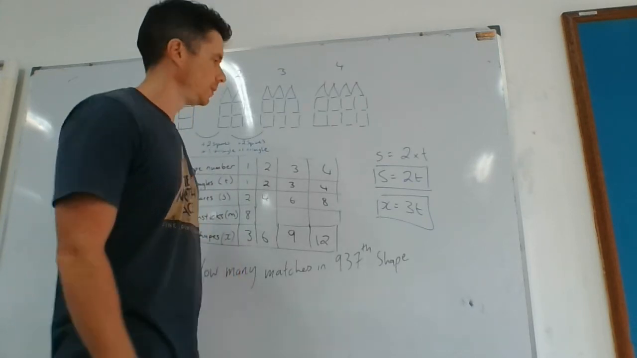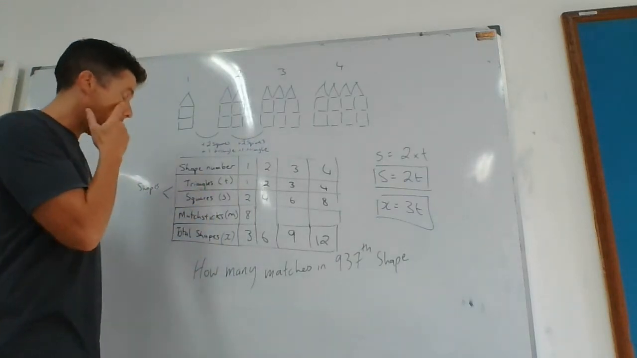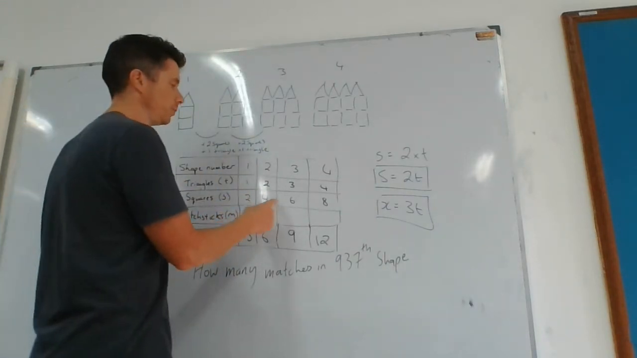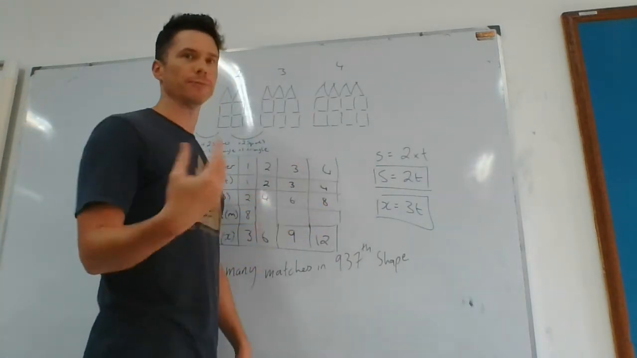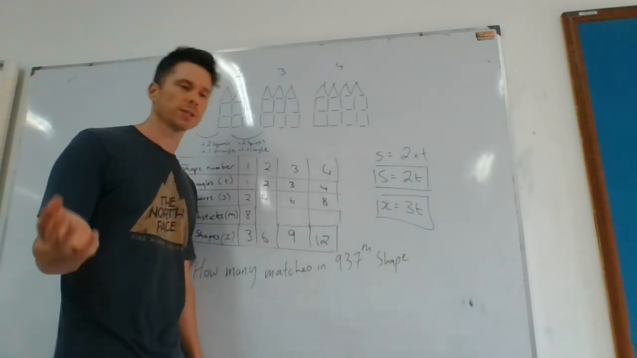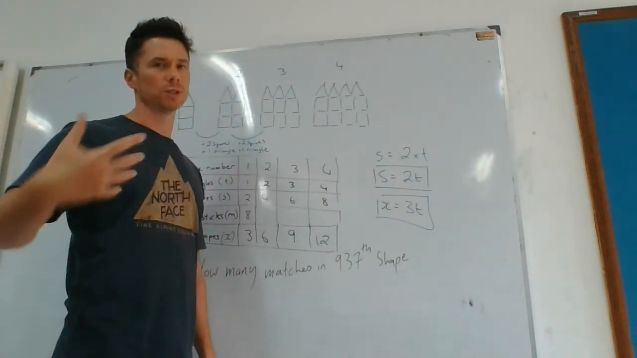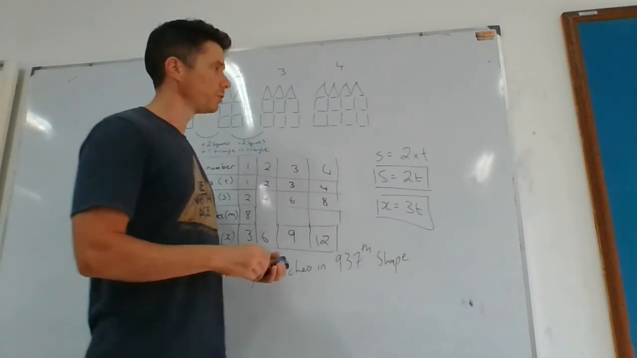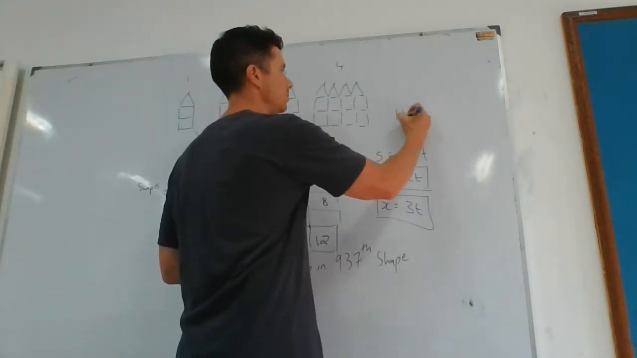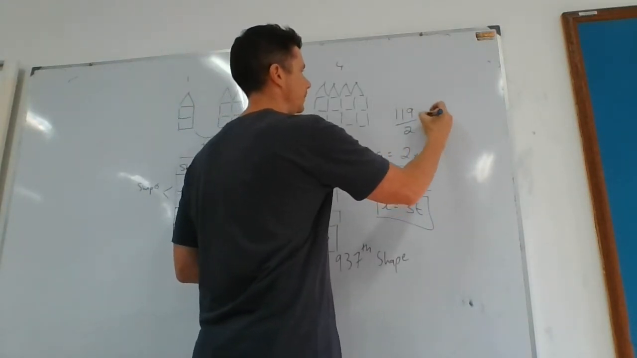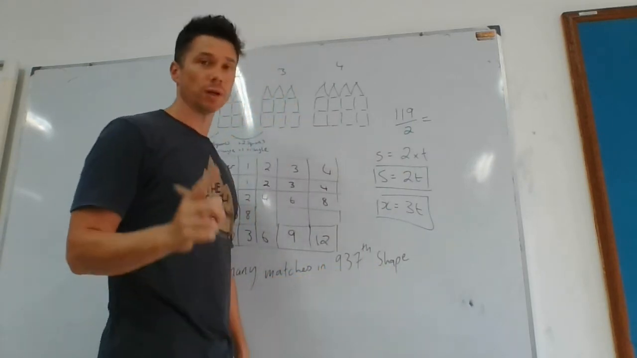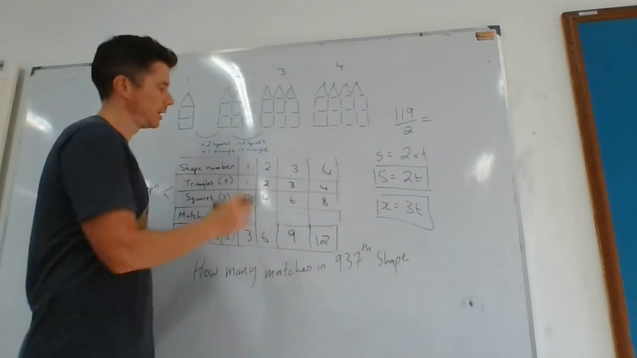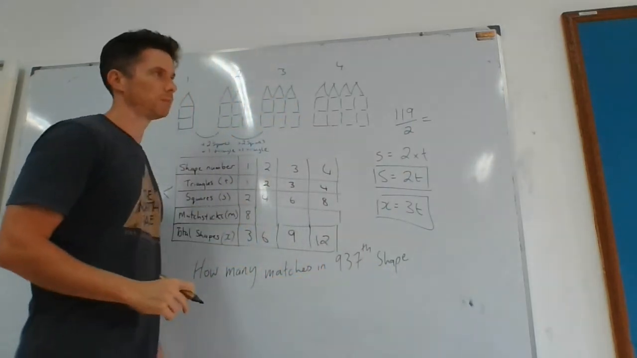Justify. Well, 119 squares. Now I look at my pattern of squares: 2, 4, 6, 8, 10, 12, 14, 16. What are those numbers? They're even numbers. They all can be divisible by 2. So can 119 be divisible by 2? Well, it can, but it will not give you a whole number. And that means that it wouldn't be part of this pattern.